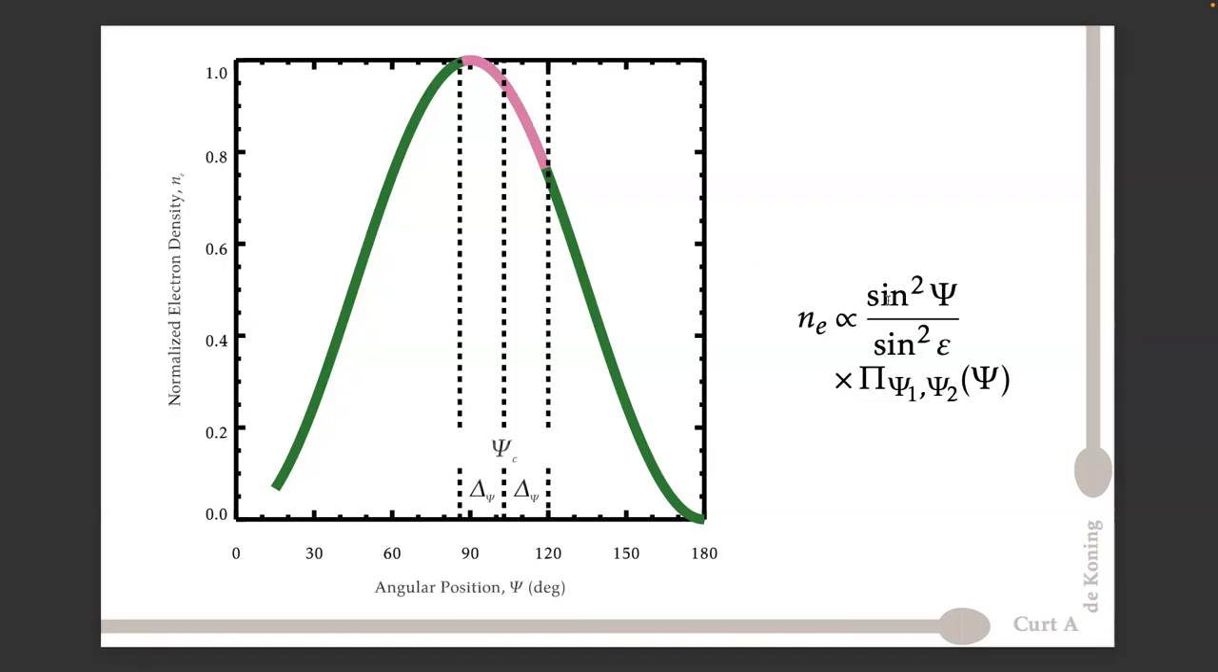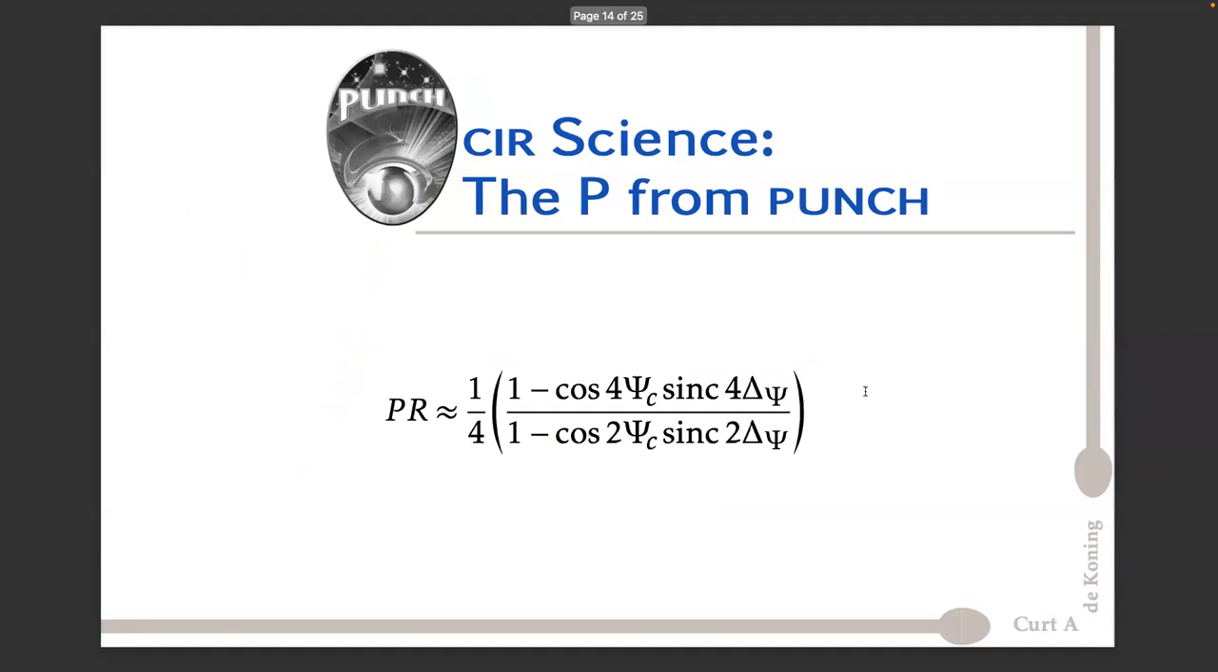Basically, that's the same expression as we had before, the sine squared psi multiplied by a boxcar function, which is 0 everywhere outside the area of interest, and 1 within the area of interest. The boxcar function is centered on this angle capital psi c, and it has a half width of delta psi, so plus minus delta psi with respect to the central angle. So that's the density expression we're going to now substitute into our expression from a few slides back. And when you substitute in, this is the expression for the polarization ratio that falls out.